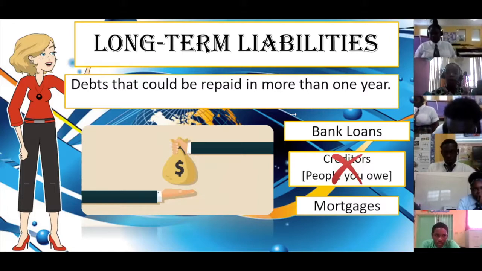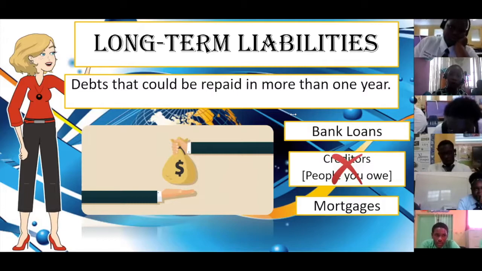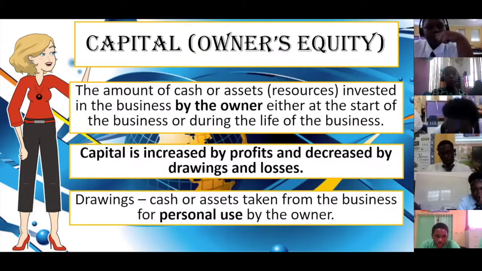Then you have your liabilities. Liabilities are your debts, things that you owe, people that you owe. You have your current liabilities, which are people or businesses that you can pay off in less than a year, like your creditors and your bank overdraft. And then you have long-term liabilities. These take longer than a year to pay off, so you have your mortgages and your extended bank loans. All of those would be your liabilities. Last but not least, you have your capital. Capital is any asset that you invest in the business.